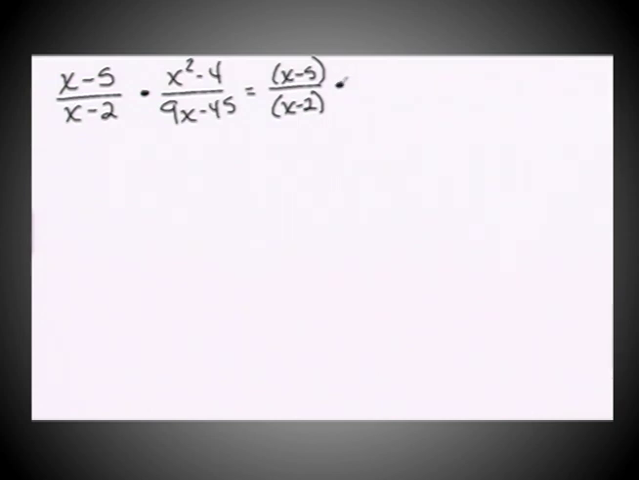And I'm going to multiply that with that next rational expression that I do need to factor. The numerator, x squared minus 4, is a difference of squares, and that factors as x plus 2 times x minus 2. And the denominator, 9x minus 45, has a common factor of 9. So I can factor that GCF out of 9 and I'm left with x minus 5.